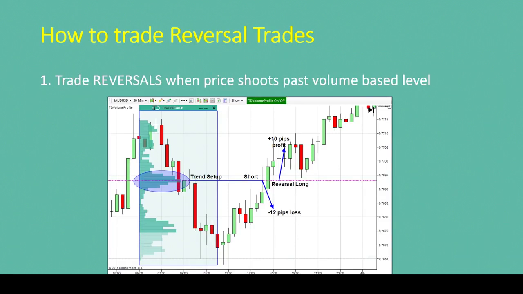There are three ways or three market conditions under which you can trade the reversals. So the first case is when the price shoots past a volume-based level.